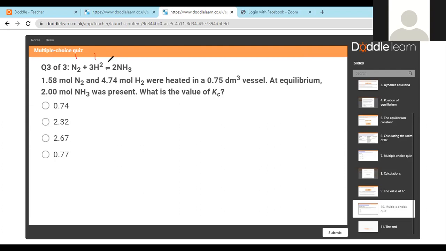Why is that 2 at the top? Like, 2 at the top is confusing. 2 should be at the bottom. 1 to 3 to 2. Okay, so let's double check our ratio.